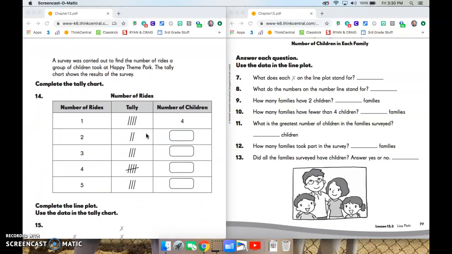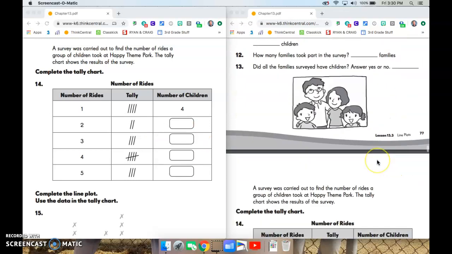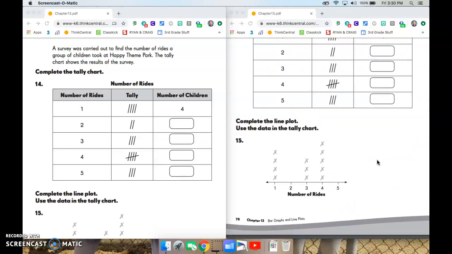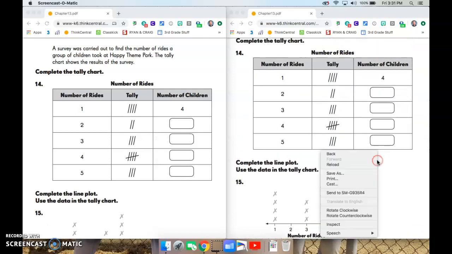We'll skip down to page 78 now. We'll move this one here to the bottom so you can see both halves of it. All right, a survey was carried out to find the number of rides a group of children took at Happy Theme Park. The tally chart shows the results of the survey. So there's a number of rides. There's 1, 2, 3, 4, and 5. Number of rides is the title.